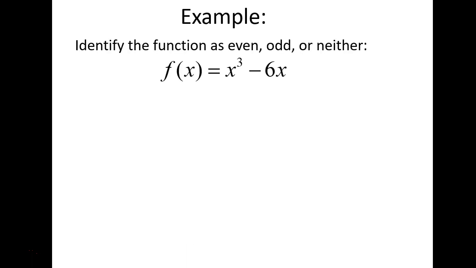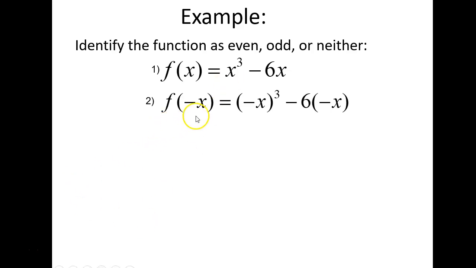Let's try this one. Identify this as even, odd, or neither. So step 1, of course, is to write the problem down in its entirety. So f of x equals x cubed minus 6x. All right, step 2, same as before, we're going to replace all the x's with negative x's. So I have f of negative x is equal to negative x in parentheses cubed minus 6 times negative x.